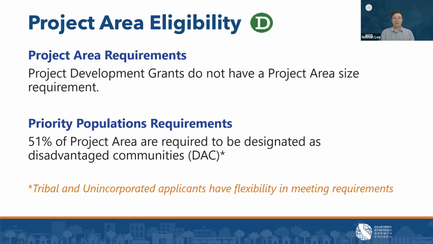As with planning grants, there is no project area size requirement. However, project areas must still meet all eligibility requirements as previously described in the presentation. Project areas may overlap with previously awarded planning grants, but must not overlap with previously awarded implementation grants.